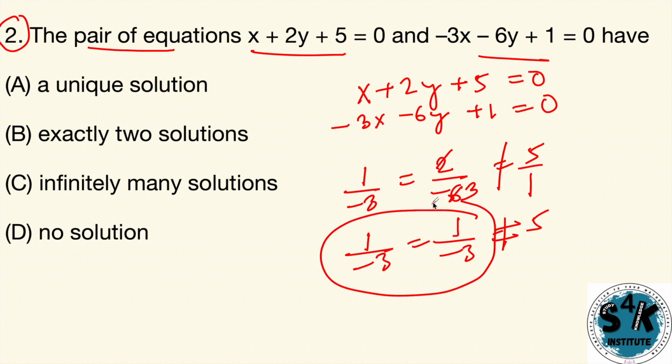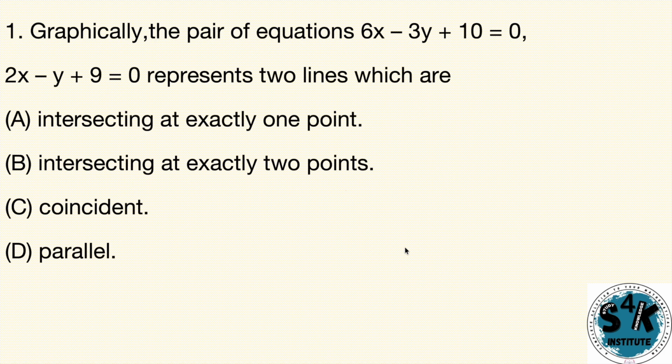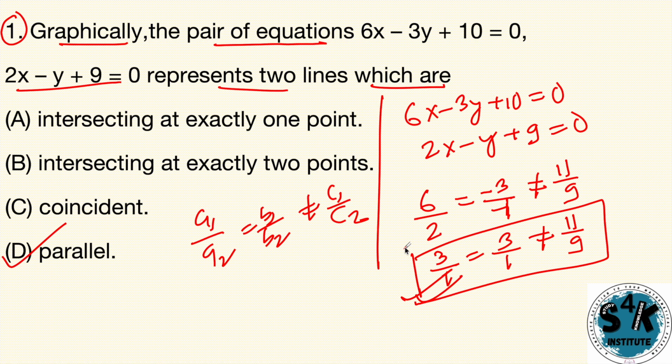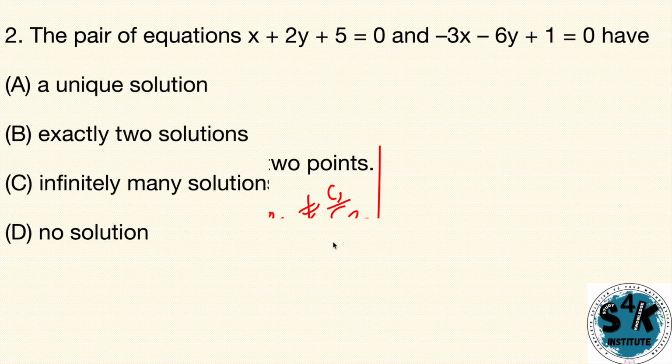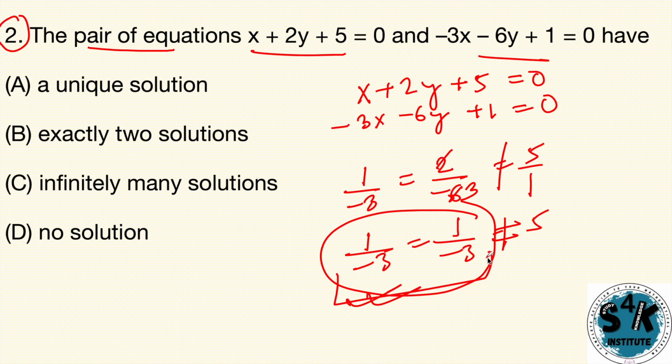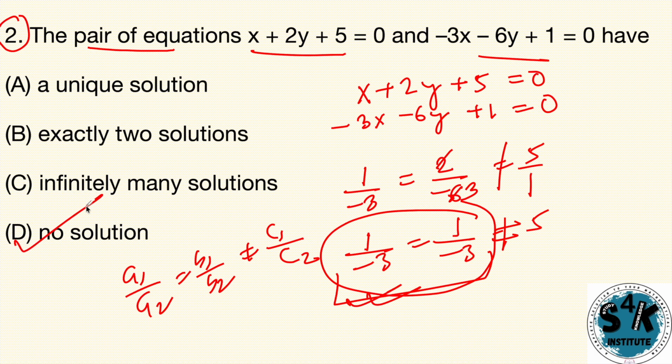So this case is for parallel lines, right? And the previous one, the same thing is there also. 3 over 1 is equal to 3 over 1, not equal to 11 over 9. So here is the same case where the first two terms are equal, that is a1 upon a2 is equal to b1 upon b2 is not equal to c1 upon c2. So this is a parallel line, so we are not going to get any solution, so no solution.